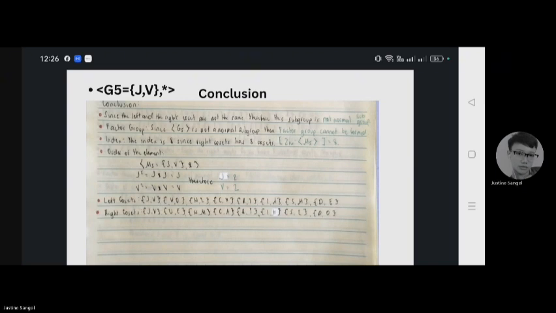And since the subgroup G5 is not a normal subgroup, the factor group does not exist also. And the index is 8 since the right cosets has 8 cosets. And the order of the elements J and V is equal to 2.